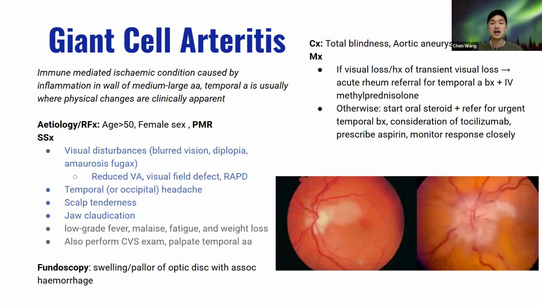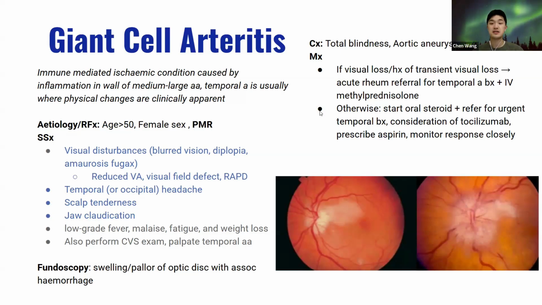So moving on to giant cell arteritis, this is a very, very important condition. Basically, giant cell arteritis is caused by inflammation in the wall of medium to large arteries, and it usually happens in patients who are over the age of 50 and those who have polymyalgia rheumatica. Some of the key questions, like your cluster questions, should include headache, scalp tenderness, and jaw claudication. The condition is quite serious because it can lead to total blindness and aortic aneurysm as complications as well.